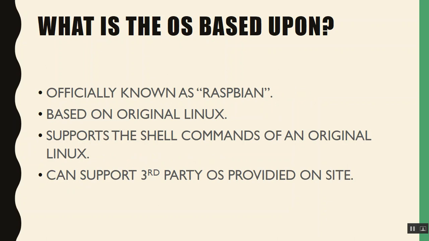Officially, the OS preferred by the Raspberry Pi company is Raspbian, as discussed earlier. It is originally based upon Linux, like several other OS. And luckily, Raspbian supports all the shell commands which you want on a Linux device.